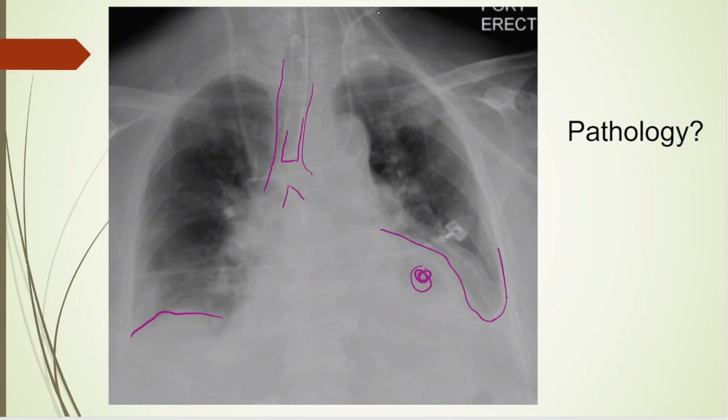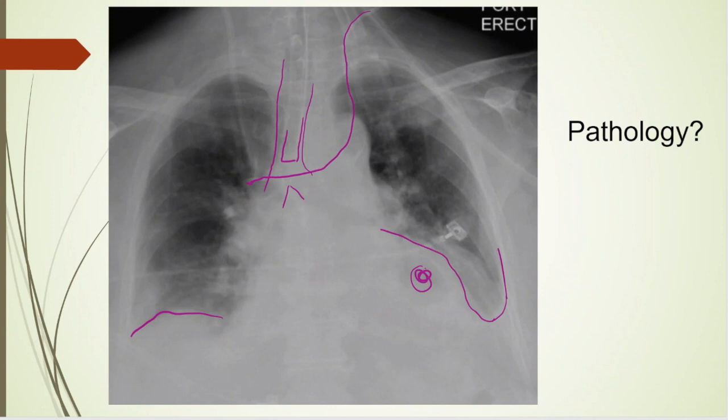Also has a central line. Here's the line coming down here. And this is a problem because you see the tip ends right there. It's up against the vessel wall, so that could perforate that and cause some major issues.